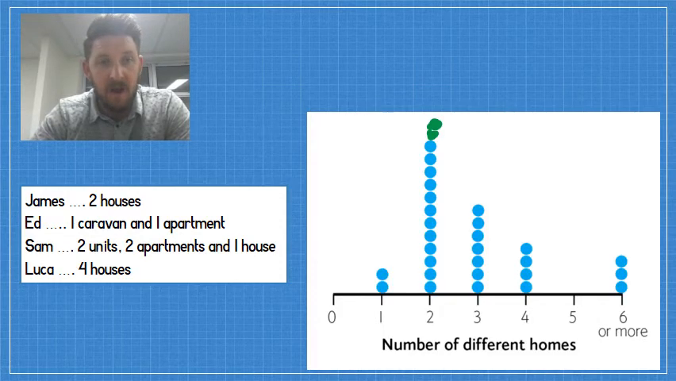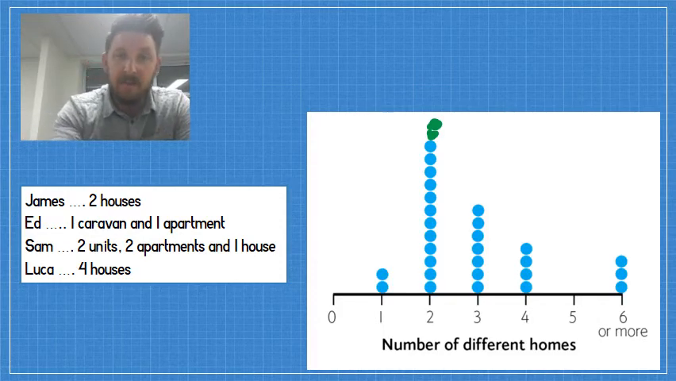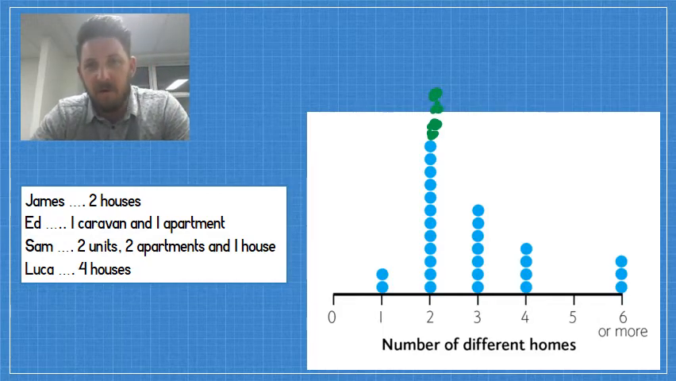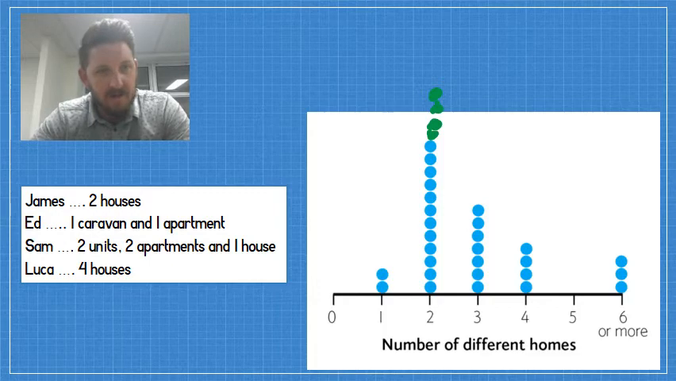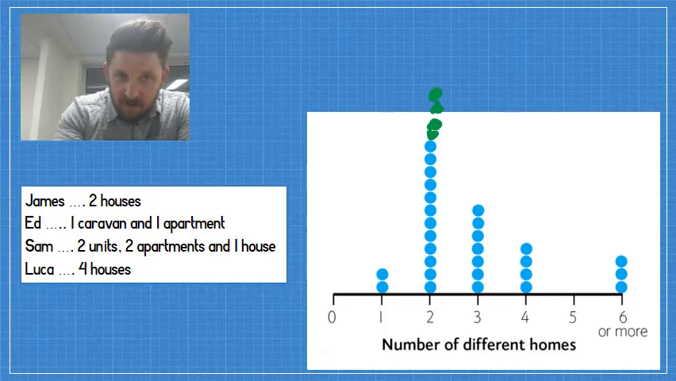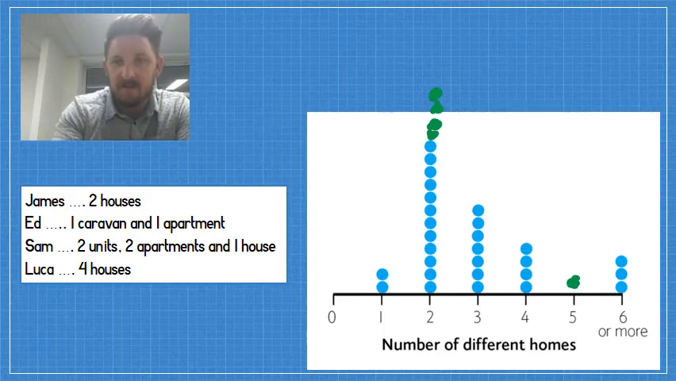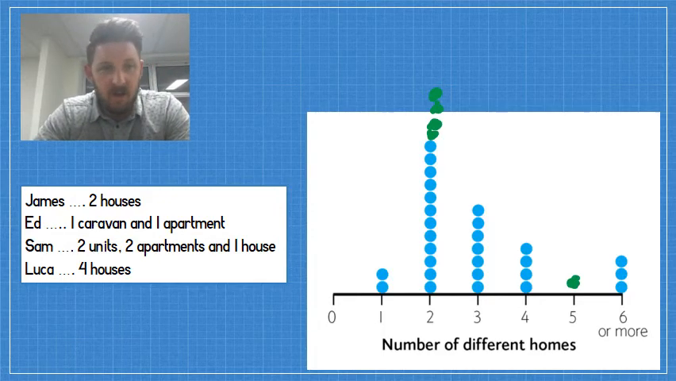Ed said, I've been in a caravan and I've had an apartment, so he has to add 2 more dots. And you can see I've gone a little bit over here. Now, if my dots were perfect, they should be exactly the same as all the other dots. Now, you can see that I've tried. They're not 100% exact. Sam said, I've lived in 2 apartments, sir, 2 units, and 1 house. So if I add those up, 2 plus 2 plus 1 is 5. So 1 person now has lived in 5 different houses. Now, it doesn't go on 1 on the 2, 1 on the 2, and 1 on the 1, because we know altogether he's lived in 5 different houses.